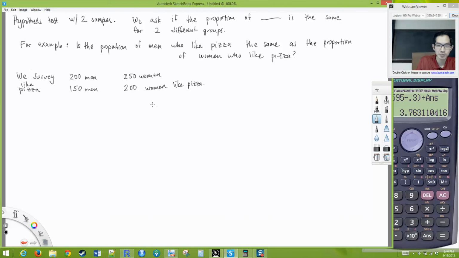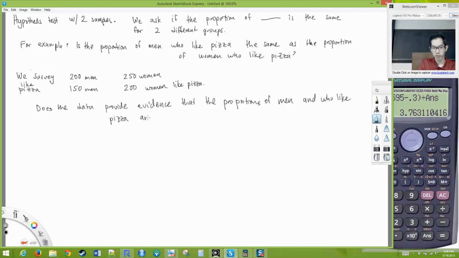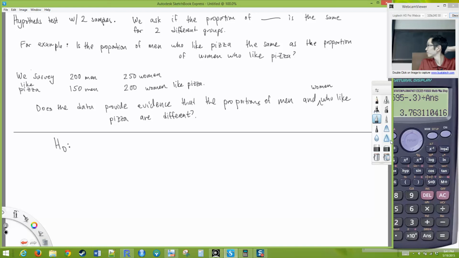And we want to know, does the data provide evidence that the proportions of men and women who like pizza are different? That's what we want to know. Okay, so this is where things are different. Does this question not make sense? Oh, I left out the word women. That's an important word. Proportions of men and women who like pizza, are they different?